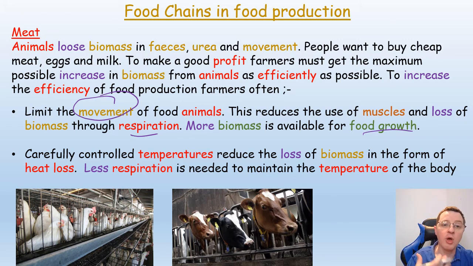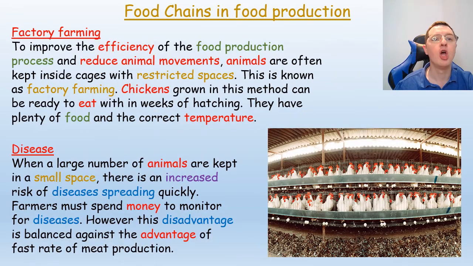Farmers can also carefully control the temperature to reduce the loss of biomass in the form of heat loss. There will be less respiration needed to maintain the temperature of the body, so less biomass will be lost in respiration. To achieve this, farmers will use a type of farming known as factory farming.